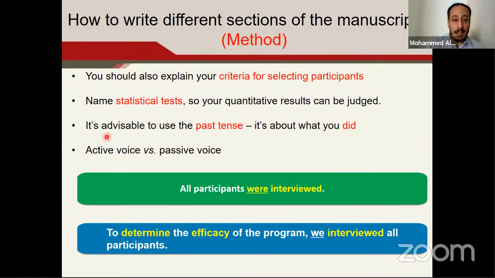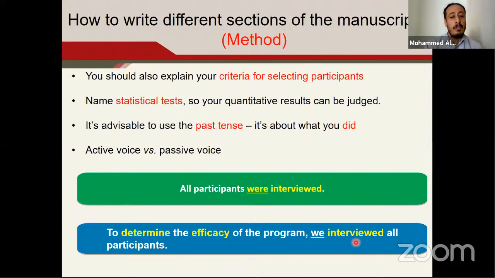So I have a question here. Should you use active voice or passive voice for writing the methodology? Actually, again, it depends. The US prefers active voice, while British style, and here in Malaysia, they prefer passive voice. So here the passive: all participants were interviewed, while the active is: to determine the efficacy of the program.